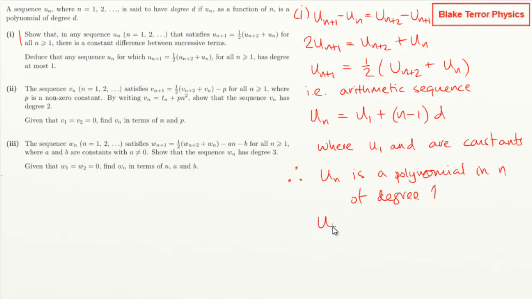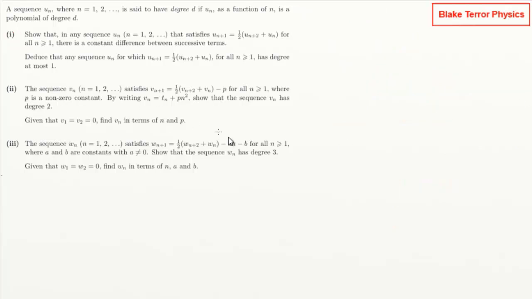So it's sort of un is equal to, well, actually, let's write it out as a minus d plus dn. So that's what we've got, where a and d are constants. I've just written it out in a different way. Okay. Right, so that's done the first part of the question. Let's get a fresh sheet up for part 2.